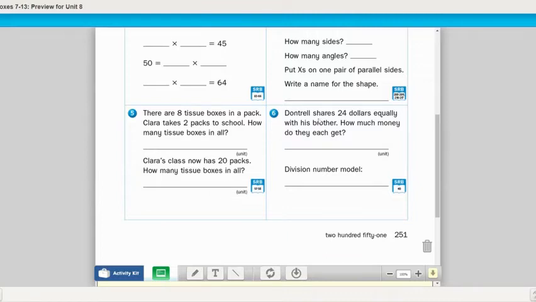Number 6, Dontrell shares $24 equally with his brother. Dontrell, I love that you're so kind that you would share money with your little brother. I know third graders would be doing the same thing in this class. How much money do they each get? So Dontrell's going to take some of the money, his little brother's going to take some of the money, and they should have the same amount. This is a division problem, so you need to write out a division number model. You want to stop the video right here and then go ahead and do these problems, because when you turn it back on, it's going to have the correct answers. Good luck.